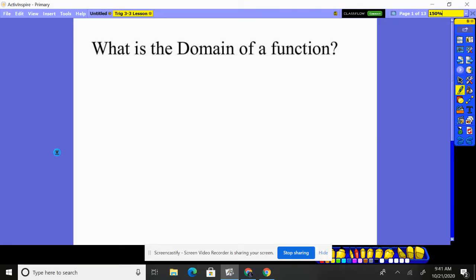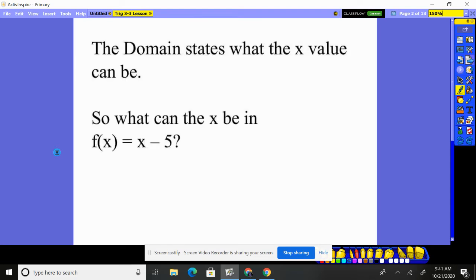Let's take a look at what is the domain of a function. So what do we mean by domain? What does that mean? We said that's the x value. So if we're talking the x value of a function, as it says, domain states what the x value can be. So what would we say is the x?